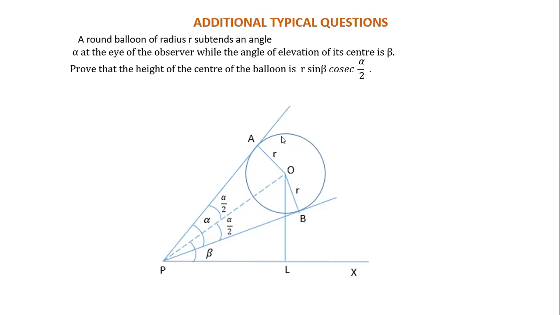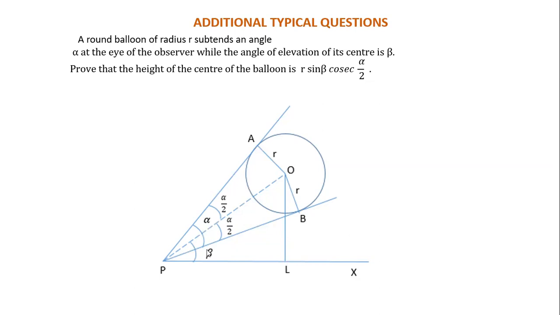So you see here, this is the balloon. The radius is r. Now there is a person standing here. He's looking at the ends of the balloon, the top and the bottom of the balloon. When he looks from here to here, the angle he measures is alpha. That is the angle subtended by the eye of the observer.